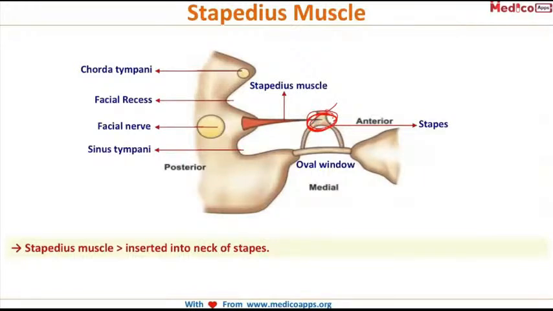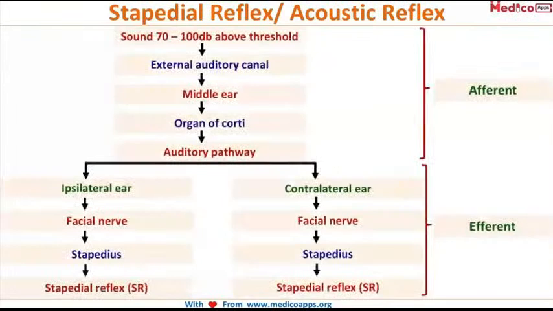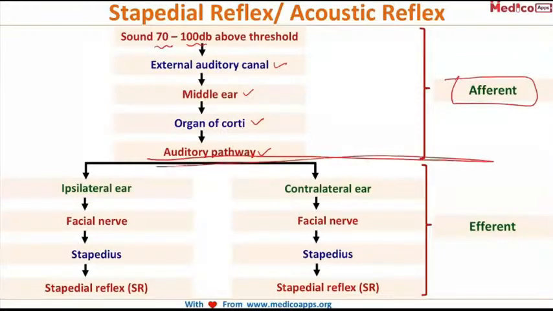Now let's proceed to understand the stapedial reflex. We have seen in our previous class a little bit about stapedial reflex. So when the sound threshold is within 70 to 100 decibels, it passes through the external auditory canal into the middle ear to the organ of Corti and stimulates our auditory pathway. This entire process up to here, we are calling it the afferent pathway.